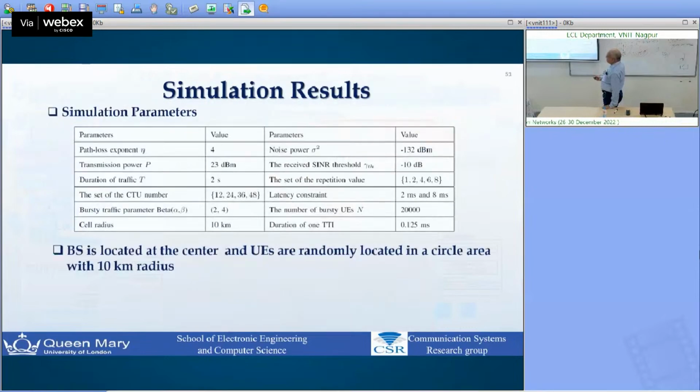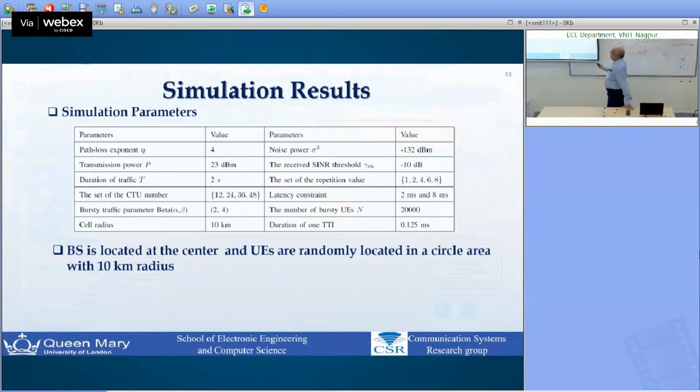Okay, so now we see how we meet the latency constraint. So here we have the latency constraint of 2 millisecond and 8 millisecond. If a device does not meet the 2 millisecond latency constraint, it is assumed that its packet failed. So then of the two agents, one agent is going to select the repetition value, this one.